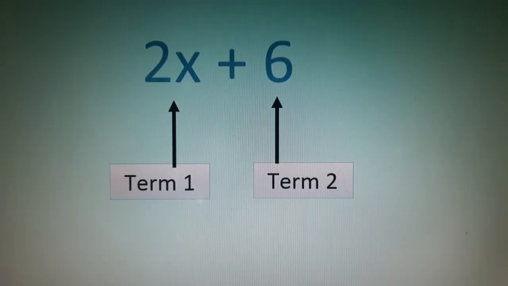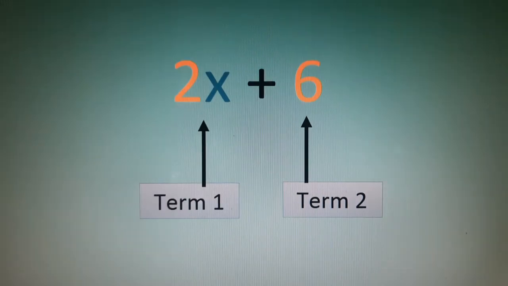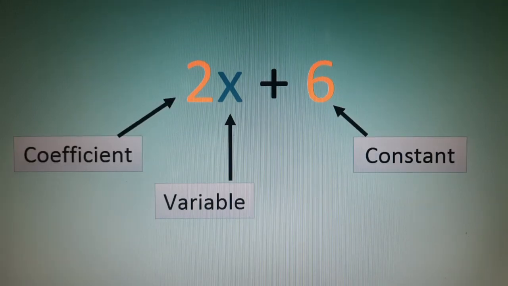Now look at this example, 2x plus 6. This is an expression. It consists of two terms. The first term is 2x, second term is 6. In the first term, 2 is the coefficient and x is the variable. In the second term, 6 is the coefficient but it has no variable. A coefficient without variable is called a constant.